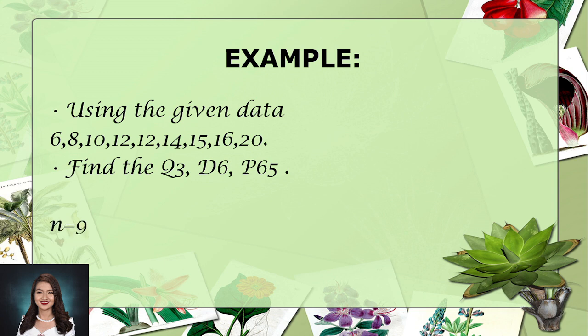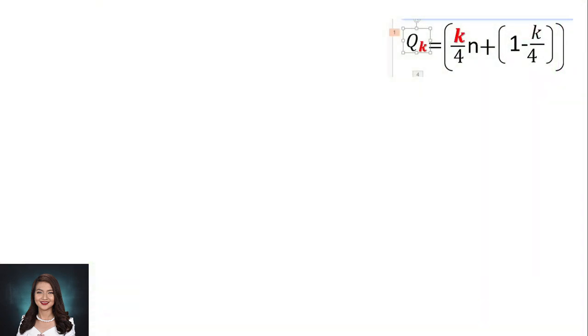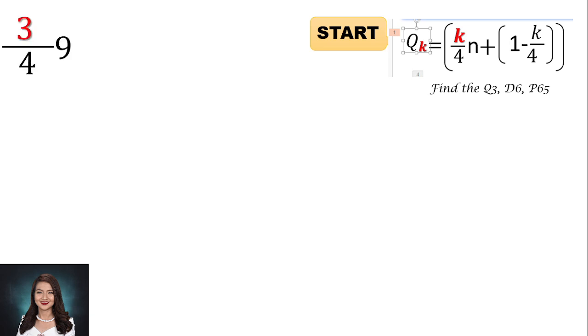And in this example, our n, or our number of cases, is equal to 9, because if we count the given data, it is equal to 9. Next, let's compute the third quartile, wherein we're going to use the formula. So Qk is equal to k, and our k would be 3 over 4, times our n, which is 9, plus 1 minus 3 over 4.